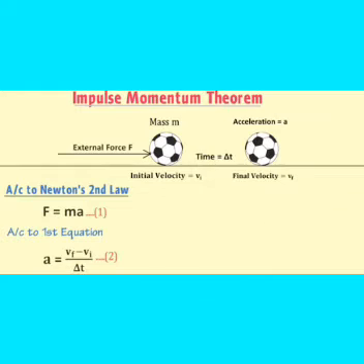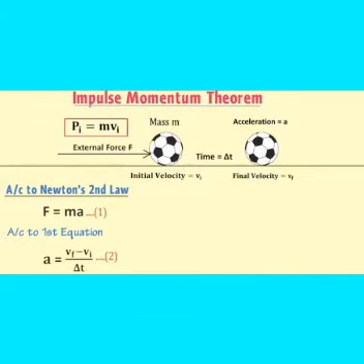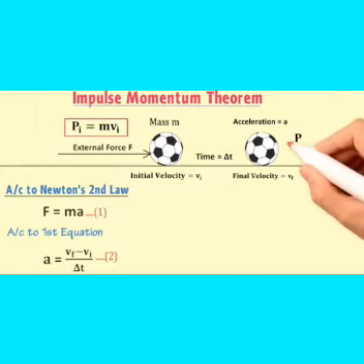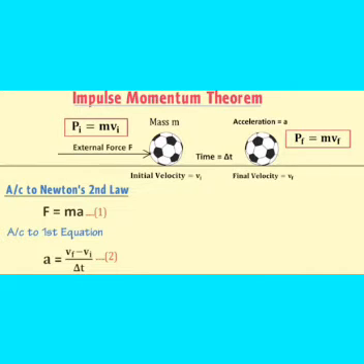Therefore, the initial momentum of the football is equal to m into vi, where m is again the mass of the football and vi is the initial velocity of the football. As the velocity of the football changes, so its momentum changes. Therefore, the final momentum Pf of the football is equal to m into vf, where m is again the mass of the football and vf is the final velocity of the football.